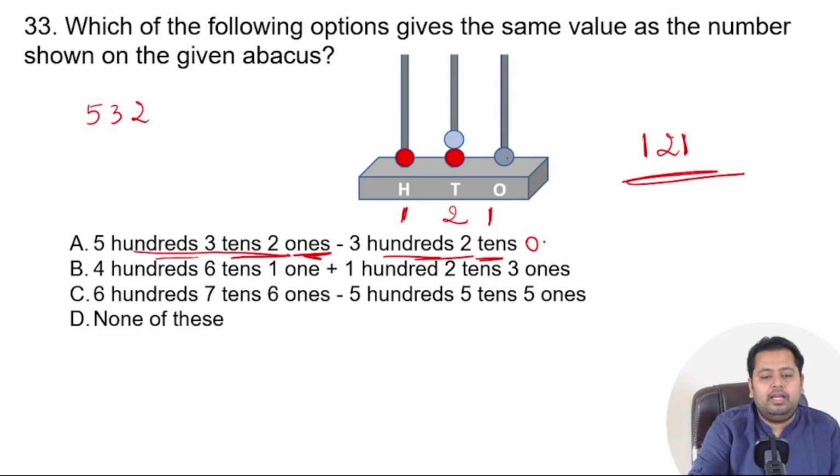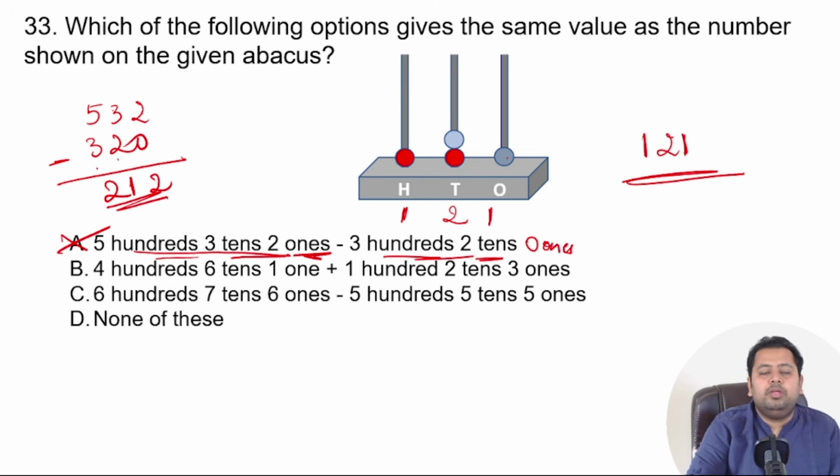So 2 tens is again, because ones is missing, so it is 0 ones. So the number is 320. If I subtract, 2 minus 0 is 2, 3 minus 2 is 1, 5 minus 3 is 2, this is 212. So this cannot be your answer.